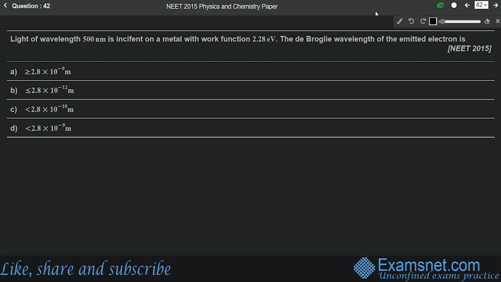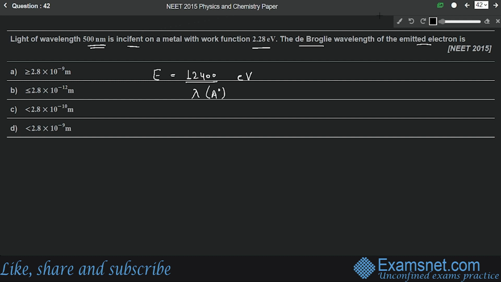Now this question is again from Dual Nature of Radiation and Matter, and the question says light of wavelength 500 nanometer is incident on a metal with work function 2.28 electron volt. The de Broglie wavelength of the emitted electron is, okay. So first of all, what will be the energy of the incident ray? That will be equal to 12,400 divided by lambda in terms of angstrom, and the unit will be electron volt.